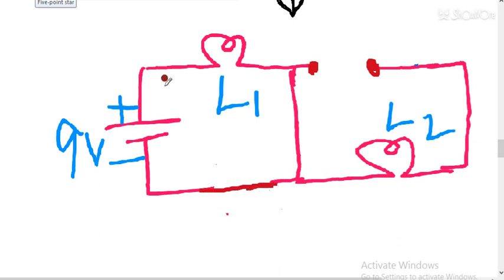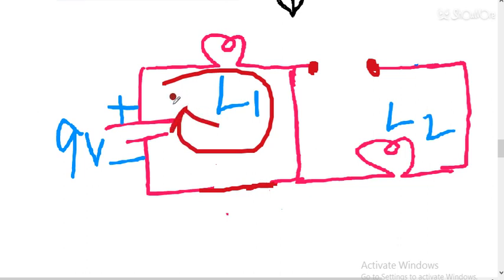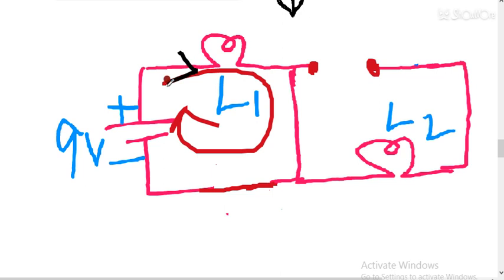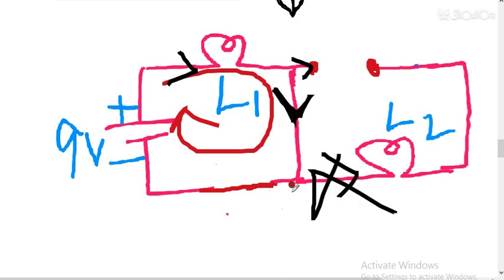Here again two loops are there, this loop is the first loop, and the second loop is this one going from this path to this path, but the second loop is not closed, only the first loop is closed. So current will flow from here, current will not go in this branch because it is an open circuit, so all the current will flow downward.